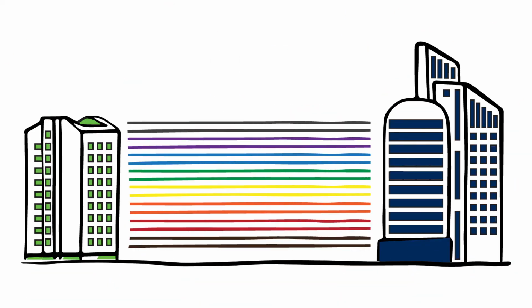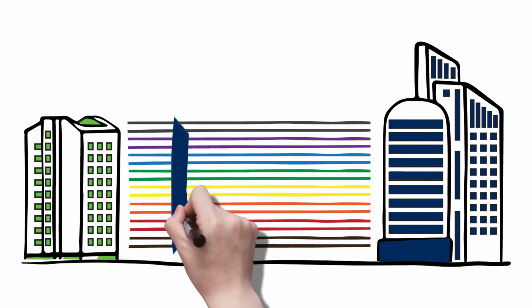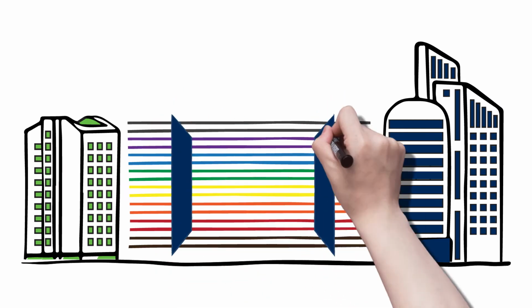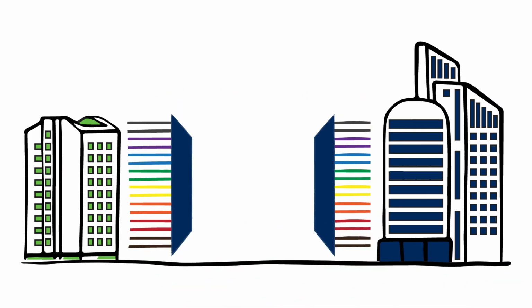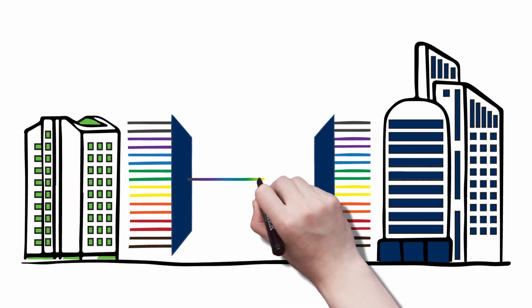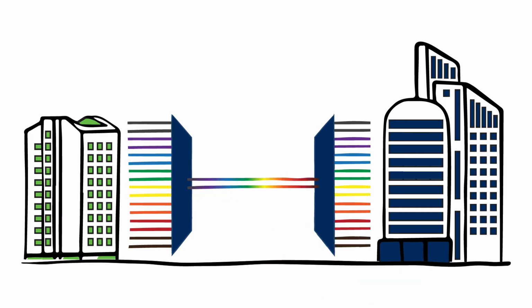So instead of running 8 different pairs of fiber, you can install a MUX and DMUX at each location to combine those 8 signals together and send them over just one common pair of fibers. There are many different ways to approach fiber scarcity issues.